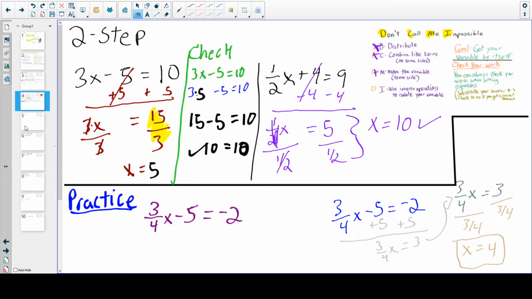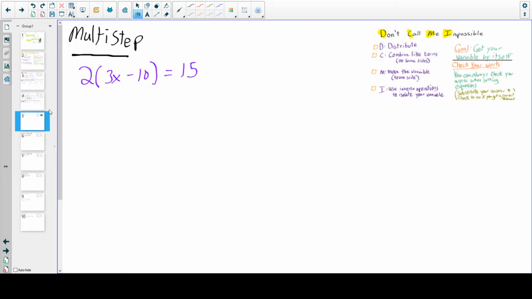All right, so we're going to move on to some other stuff. Multi-step. So this is going to take multiple steps to solve this equation. Now remember, as I said in the beginning of the video, there are always many ways to solve equations. I'm just showing you how to use the DCMI method. However, there are a lot of times that you can choose other methods or other things that you could do to solve these equations. So don't limit yourself to this.